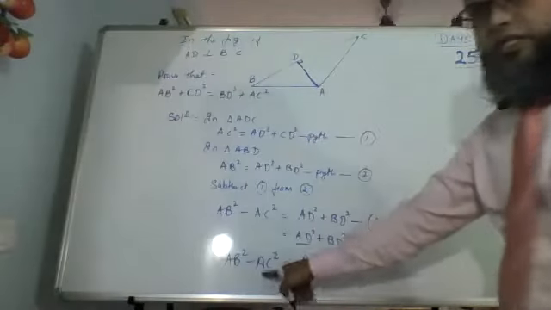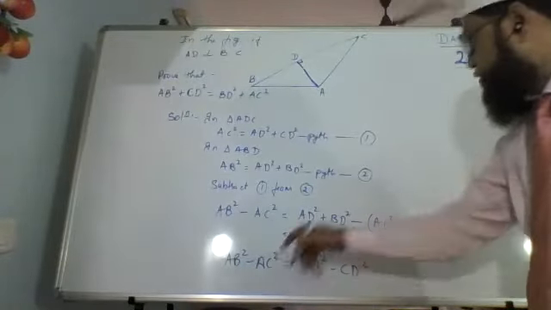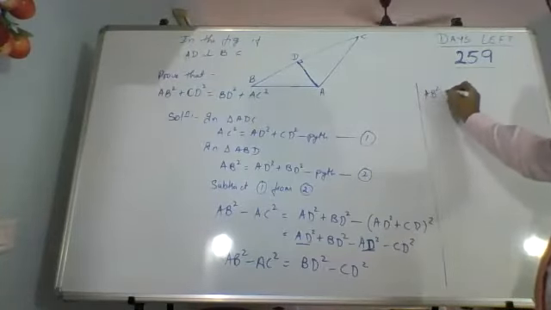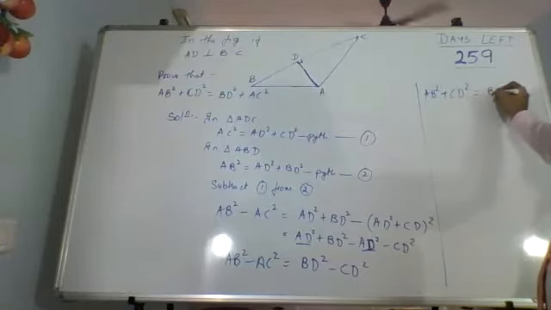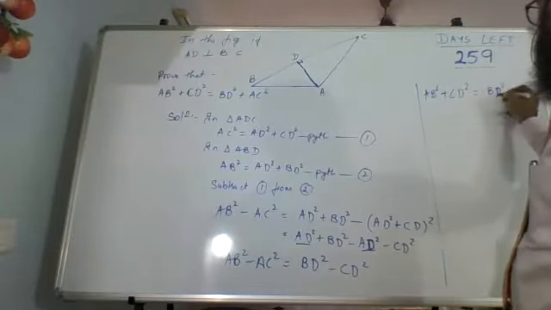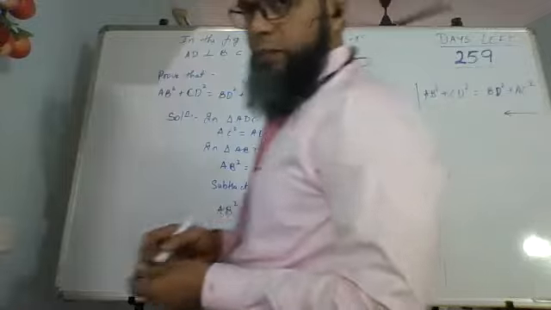Shift this AC square this side, shift this CD square this side. So what I'll have is AB square plus CD square equals BD square plus AC square. That is what I had to prove. Please copy this.